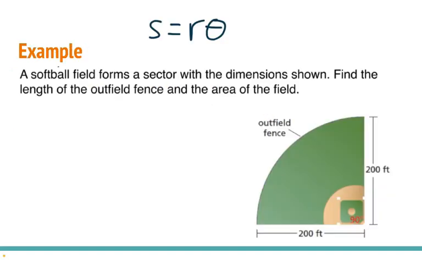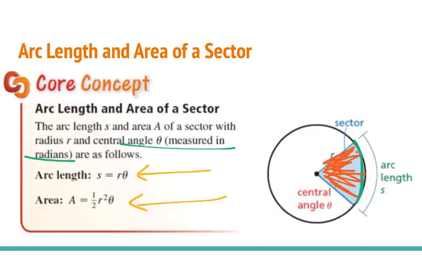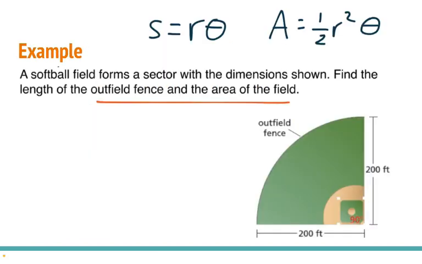Okay, so the first example is I want to find the length of the fence and the area of the field. So I'm going to be doing both sector area and arc length. So again, using these formulas, let's write them down at the top of our paper. And why don't we start by just doing the length using this first formula here. Remember, this formula is including that your angle is already in radians. But this right here is not in radians, that's in degrees. So what is 90 degrees in radians?